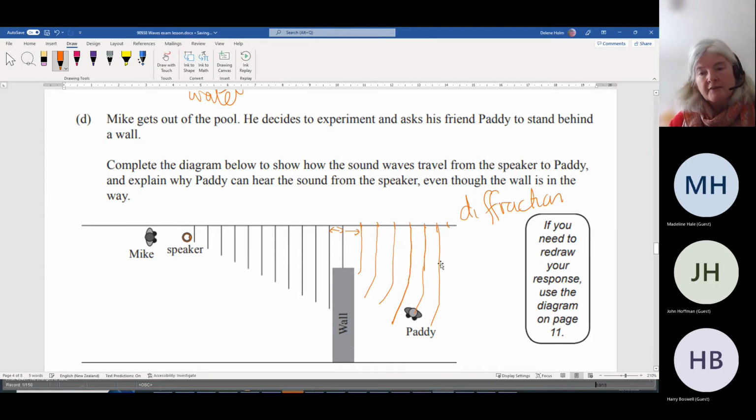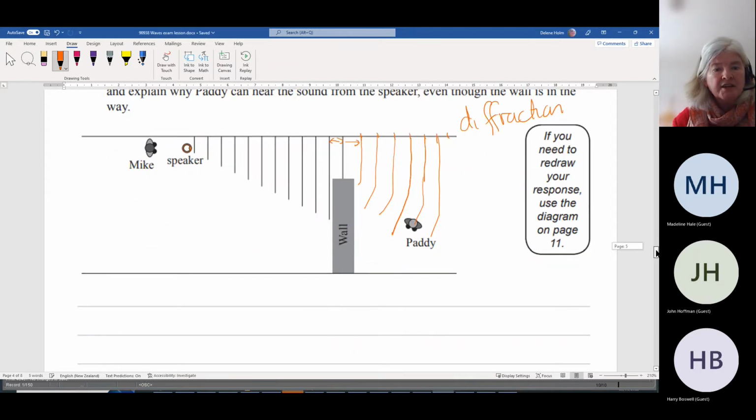There will be differing wavelengths if you're making the wave go from deeper water to shallow water, or from shallow water to deeper water. But in this case, we're not told anything about that. So we assume it is the same depth of water, so the wavelengths are not allowed to change. Any questions about that?